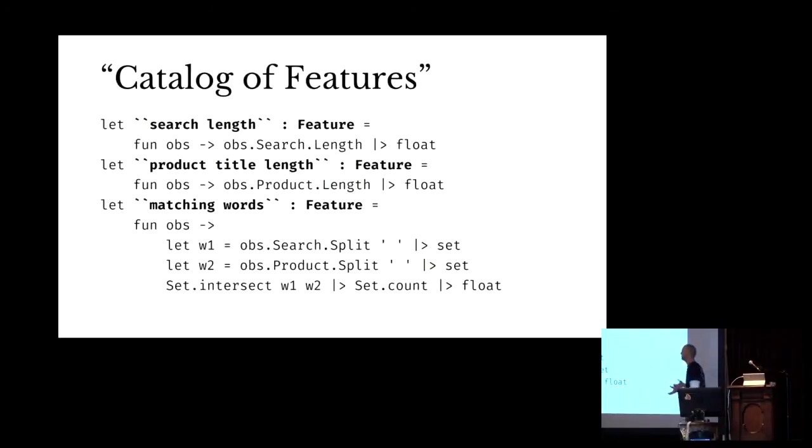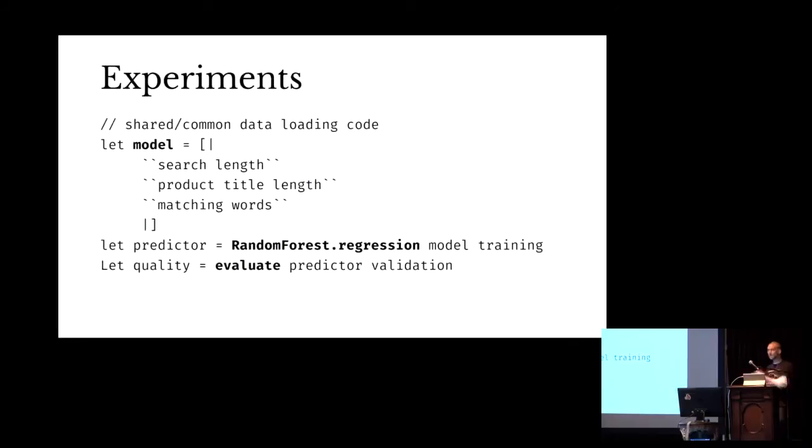I know that a feature is something which will take an observation and give me back a float, so I can start to write a catalog of features. My catalog of features will be, for instance, search length is a feature, product length is a feature, all of these are functions, and I can put them nicely in a separate file. And I can version them, I can share them with the team, I can share them across different models. And now I can start to build something which is an experiment, which is what I was after.